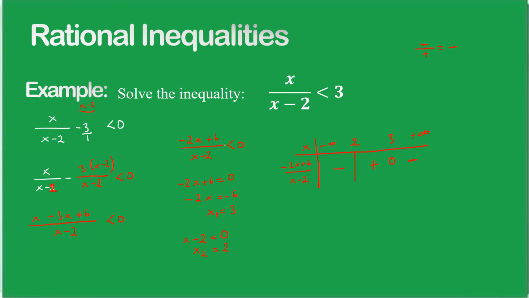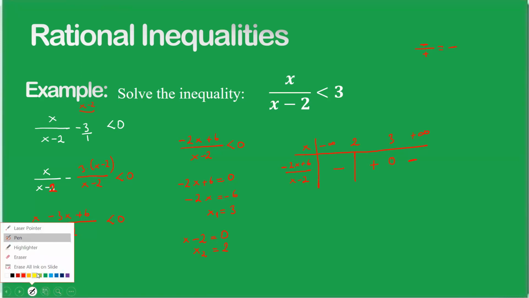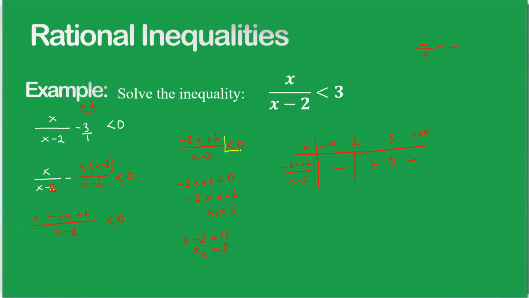Now what are we looking for? Less than 0, so this part is the solution, and also this part is the solution. Let's write them directly. x is an element of from minus infinity to 2, union from 3 to plus infinity. Okay, this is our solution set.